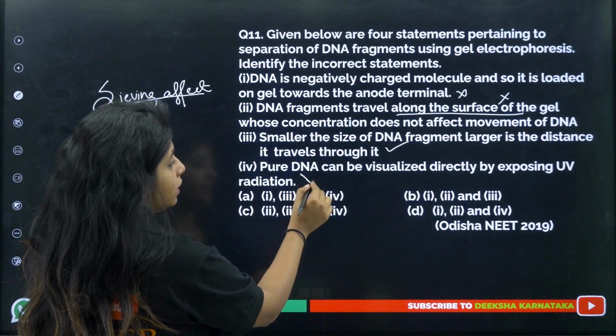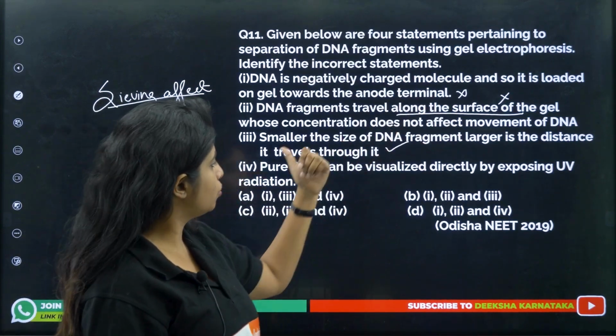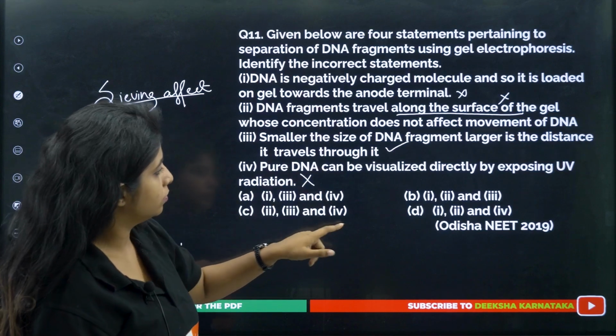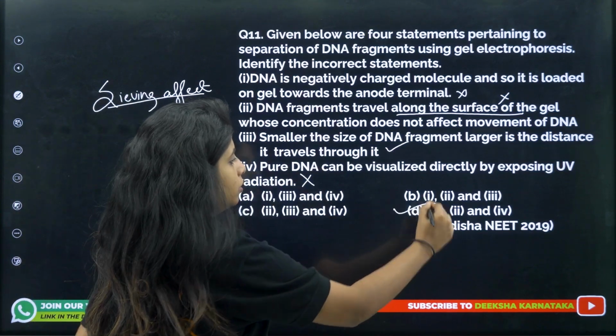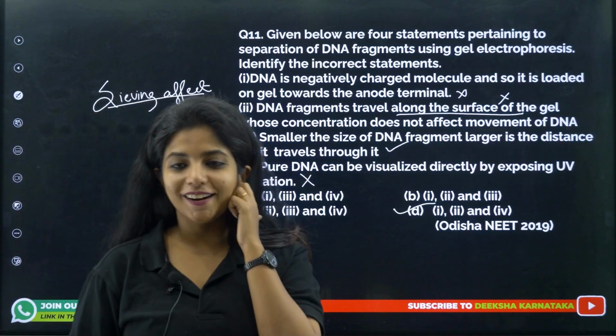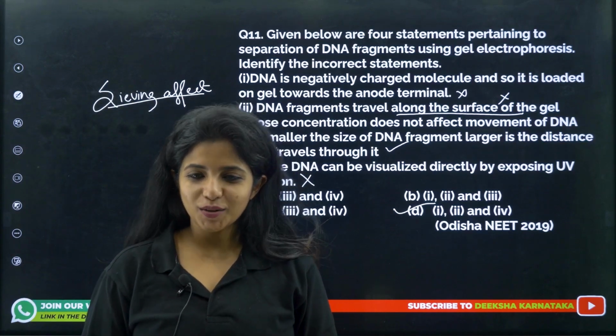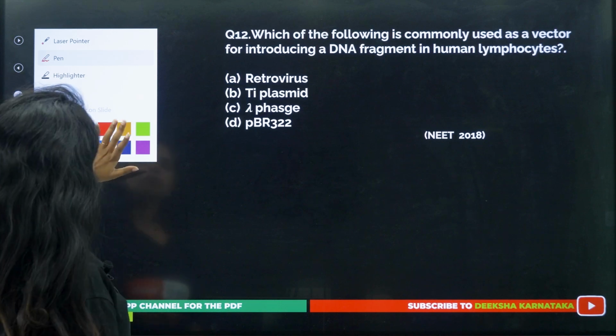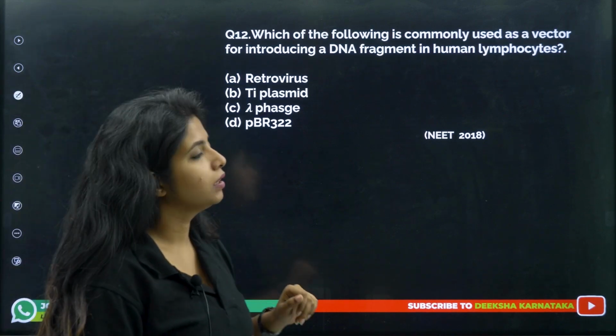And you had to find the incorrect statements. What all are incorrect? 1, 2 and 4. This becomes the answer. Okay, cool. Are we understanding things? I hope we are understanding things. I am trying to explain it a bit more for children who have not gone through any classes of mine.